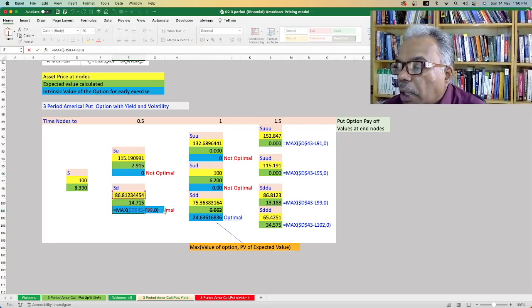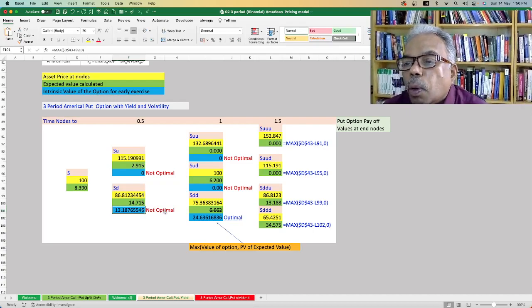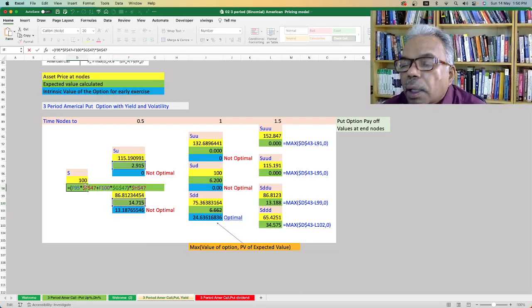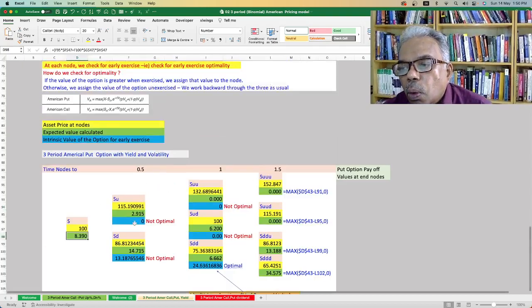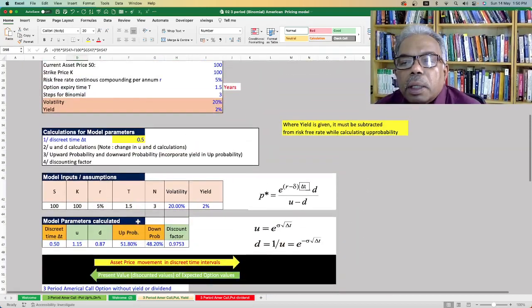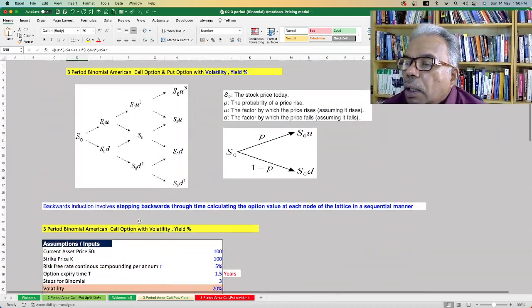Again we can say 100 minus 86, we are getting 13.18 here. But we need to compare. Since it is not optimal because 13.18 is less than 14.71, we can't use that. So we can again calculate the present value of the expected values, and that gives you a put option price of 8.39.